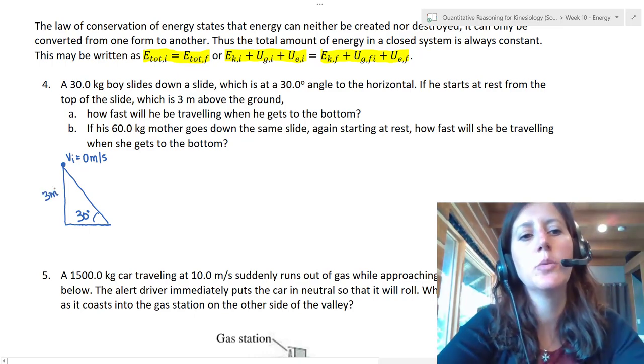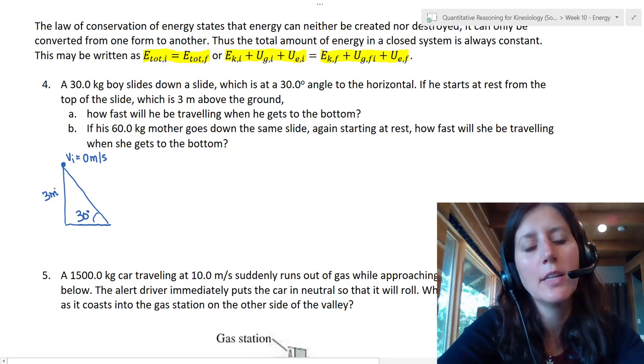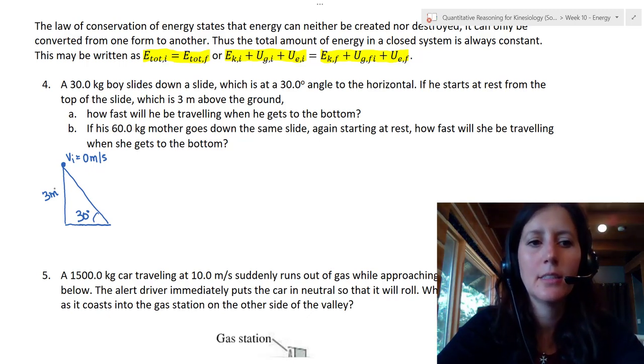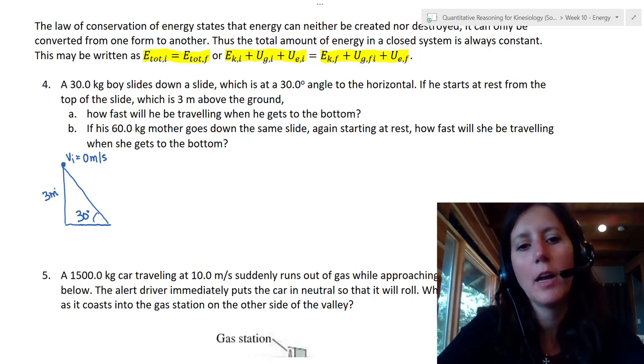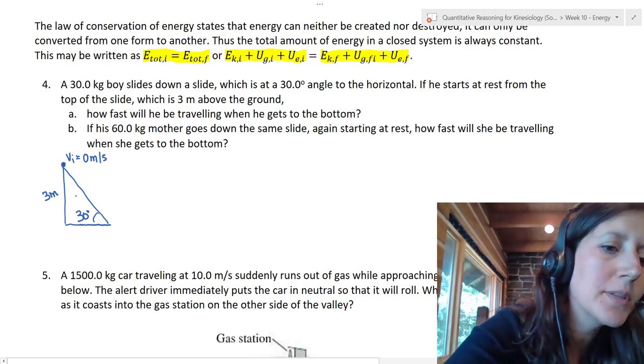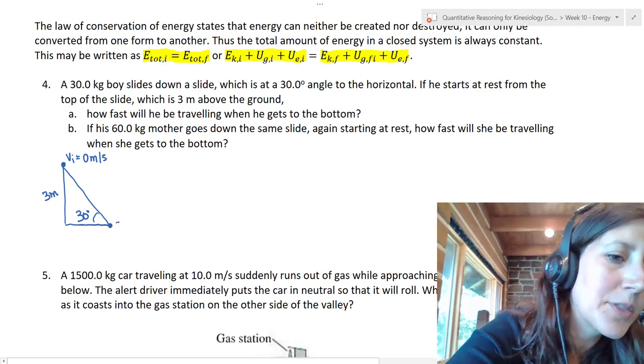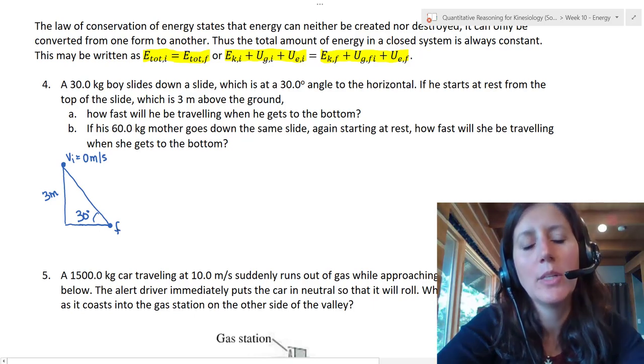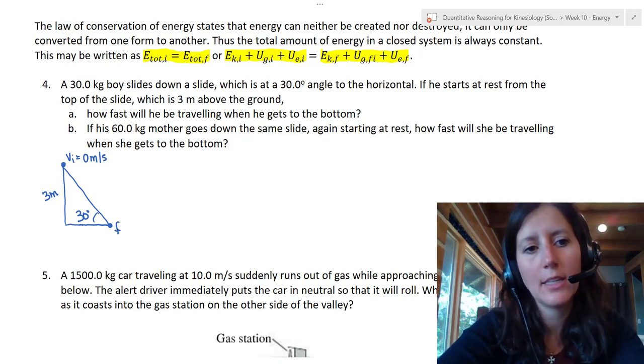All right, so we're going to figure out what our initial velocity is, our initial height is, our initial delta x is. And then we're going to do the same thing for final and solve for the unknowns. Okay, so initial is when he's at the top of the slide, final is when he's at the bottom of the slide. Now, before we can begin, we need to think about what our reference height is.